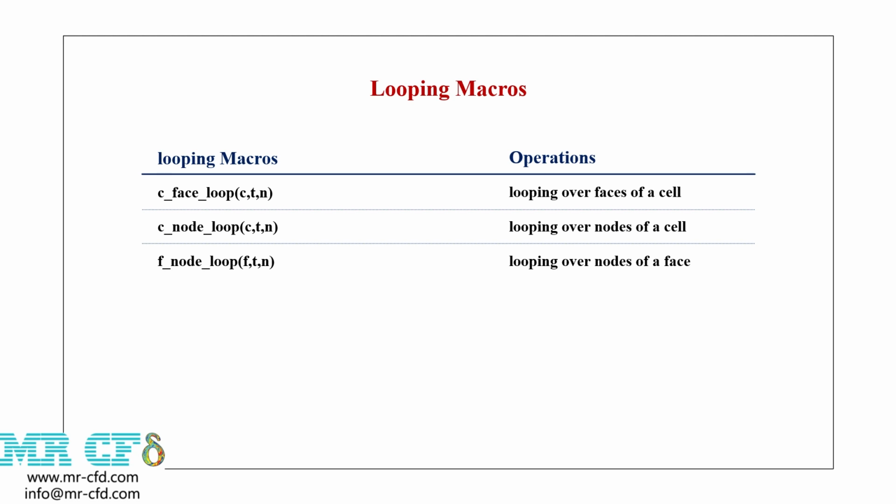The first argument refers to the cell or face that the loop is to be executed on. The second argument refers to the target cell or face thread. The third argument is a local counter or index that either specifies the face number within the cell, selects the node number within the cell, or selects the node number within the face.